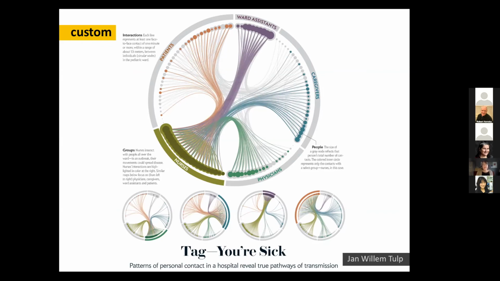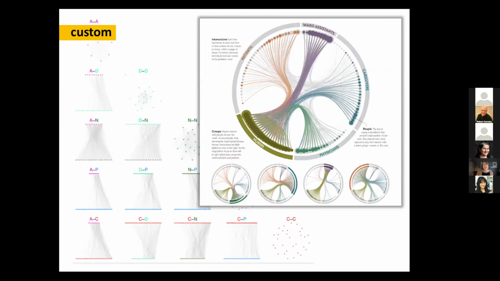tags. Each gray node shows an individual's total number of interactions. The colorized nodes show the number of interactions with a specific group. So as an art director, I hire other artists to develop solutions like this all of the time. And that option is also open to research scientists, assuming you build in the budget to do so.